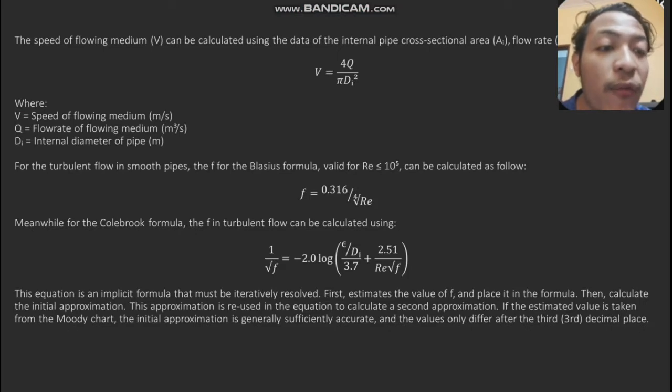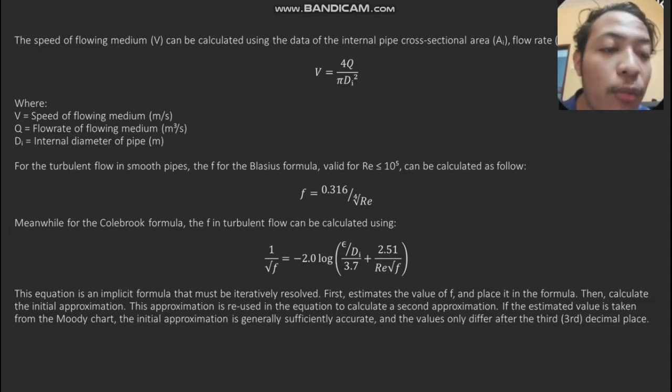The speed of the flowing medium can be calculated using the data of the internal pipe cross-sectional area and flow rate, where V is the speed of the flowing medium, Q is the flow rate of the flowing medium, and D is the internal diameter of the pipe. For turbulent flow in smooth pipe, the F from the Blasius formula, valid for Re smaller than 10 to the power of 5, can be calculated as follows. So this is the equation.